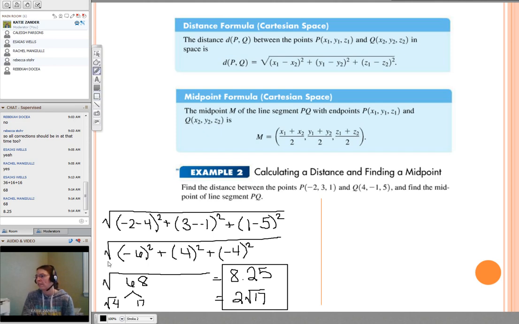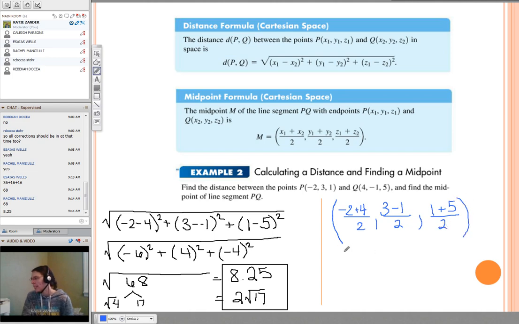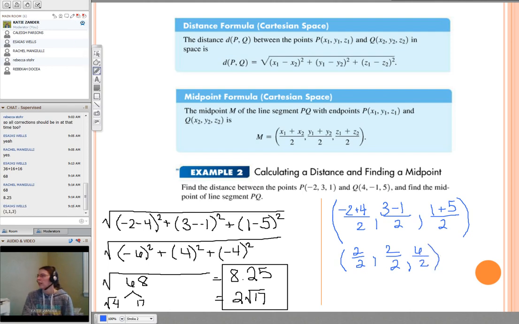Good. Let's go ahead now and find the midpoint of those. So the midpoint is when we add the x's together and divide by 2, add the y's together and divide by 2, and add the z's together and divide by 2. So really basic algebra here. Go ahead and simplify those for me, and what are we going to get for the midpoint? 1, 1, 3.